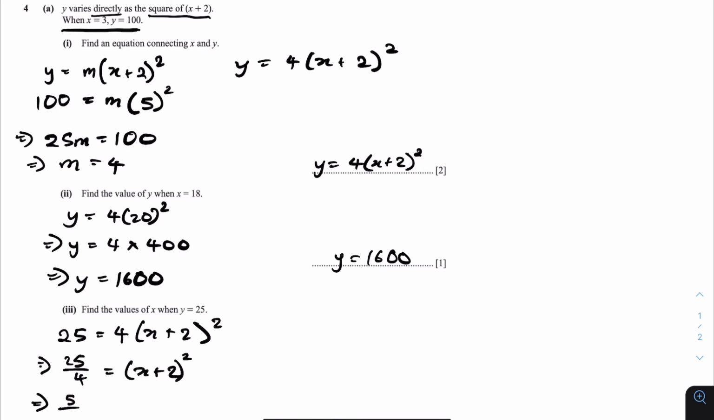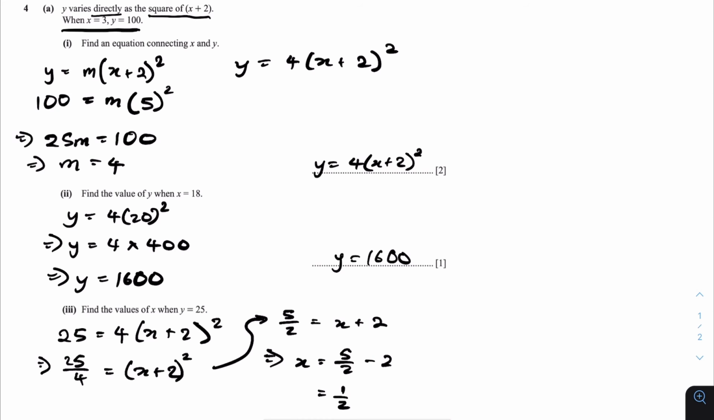5. Oops, let me just rewrite that. I'll actually rewrite it on the side because it's a bit problematic to write that low. 5 over 2 is equal to x plus 2. And x is equal to 5 over 2 minus 2, which is equal to 1 over 2. So x is equal to 1 over 2. But wait, we're not done there yet.